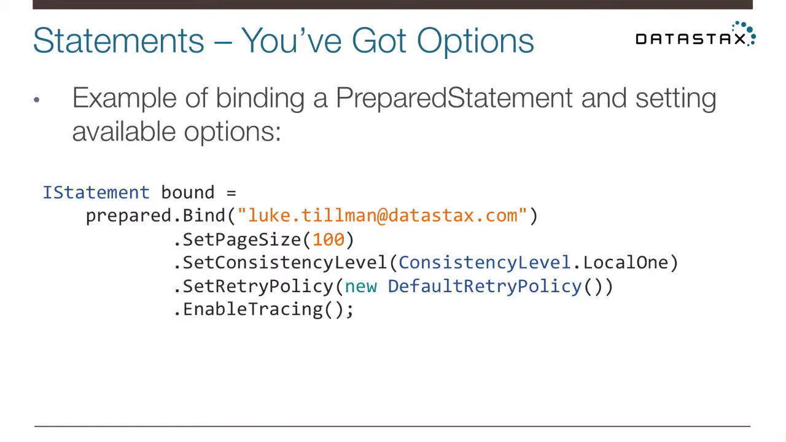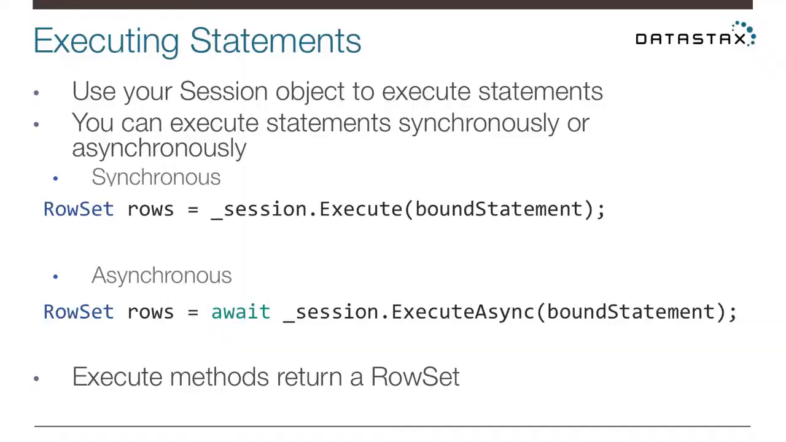So this is just an example real quick of the options that I listed. We're setting a page size for automatic paging, we're setting a consistency level, and you can see it's chainable, so it's another fluent style builder type interface when you're creating your statements. So that's just an example of those options. All right, so now we're going to talk about actually running those. Now we know how to create the statements, so let's talk about running them. You're going to actually use your session object again.